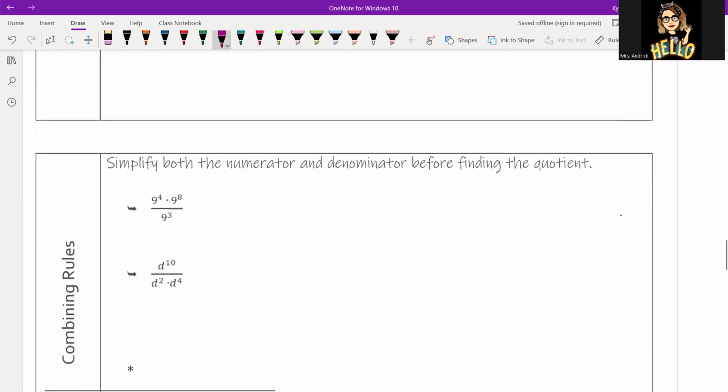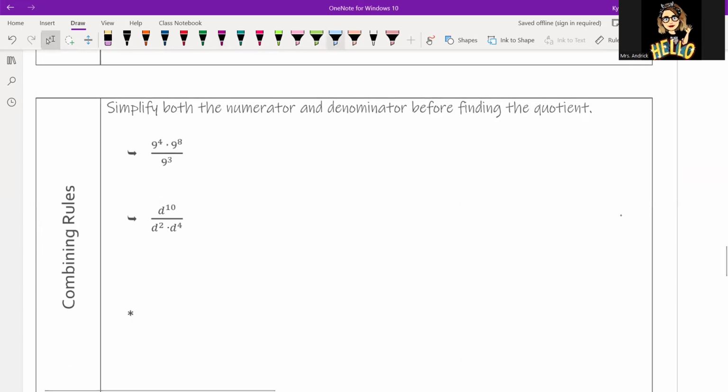Okay, so we're going to keep on going. Now, we are going to be combining rules. So now we're going to be combining the ones where we add, multiply, and now we're going to subtract. So remember, the product of powers is when we multiply straight across. So we're going to do that first. We have to simplify across first.